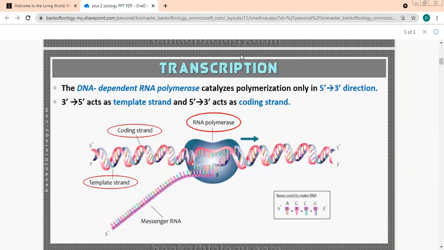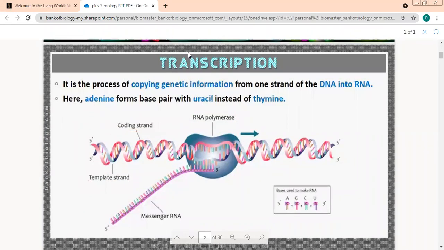I hope you've understood, beta. What are we going to study today? We're going to study a very important topic of the chapter, that is transcription. Do not get confused between translation, transcription, replication. These are very close terms.